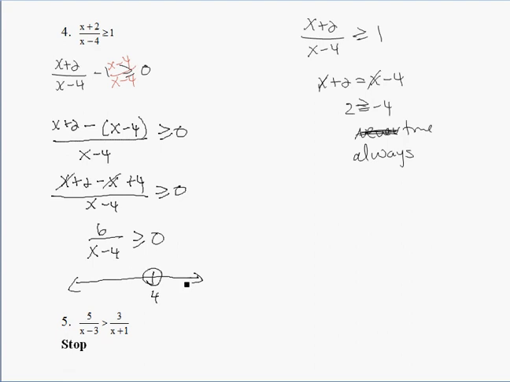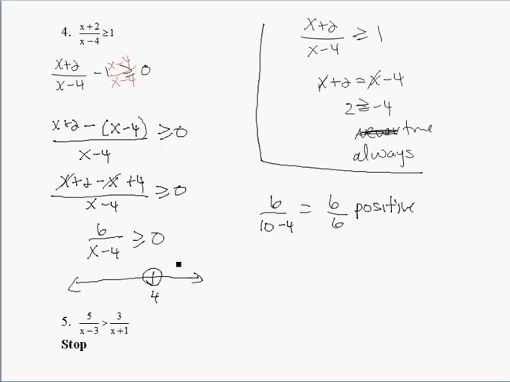So all we need to do is to determine the sign to the right and then the sign to the left, because it's odd multiplicity, will just be the opposite. So let's choose a number larger than 4, which is 10 is a good number. So we get 6 over 10 minus 4, which is 6 over 6, which is positive. So therefore this is positive and this is negative, so therefore we're looking for greater than 0. So my solution will be 4 to infinity, or x is greater than 4.